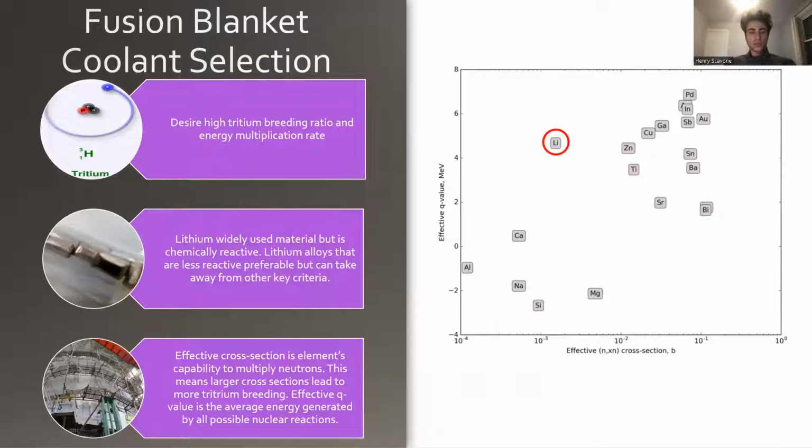but this could also take away from other necessary criteria for these coolants. Looking into this graph on the right, with effective cross-section on the x-axis and effective Q value on the y-axis, this Q value is basically the average energy generated by all possible nuclear reactions. We can see that lithium is placed pretty well on this graph. Some of these other materials like silver, gallium, copper, they may be a little bit more expensive, a little bit harder to use, which is why we tend to stick to lithium.